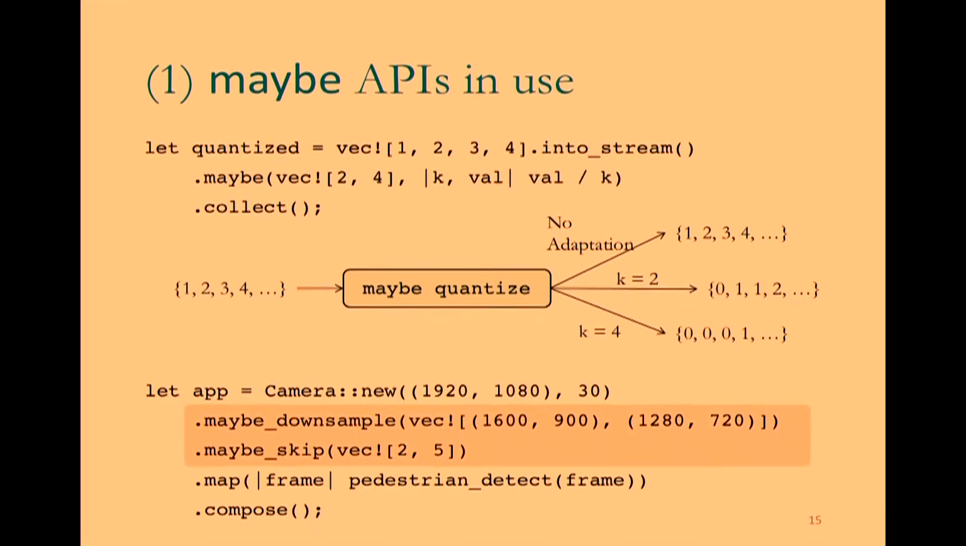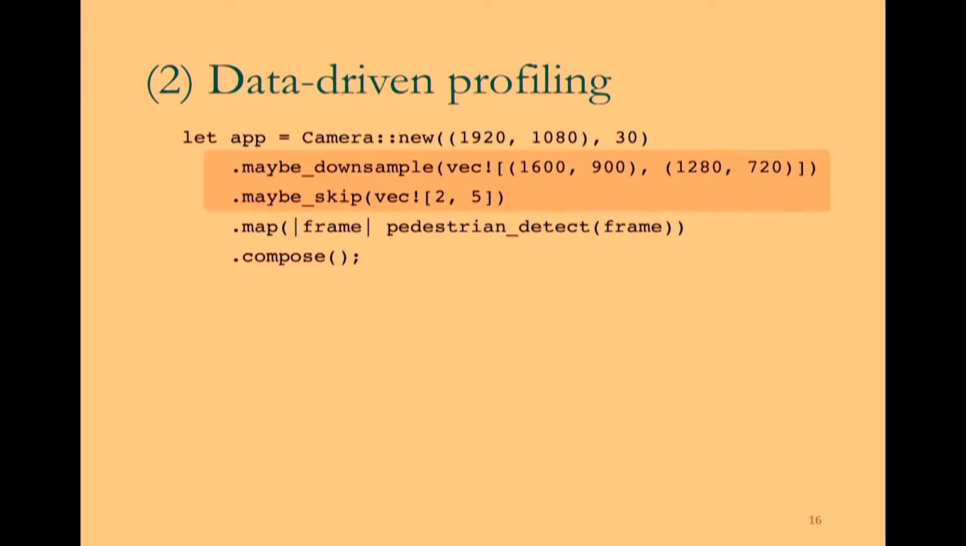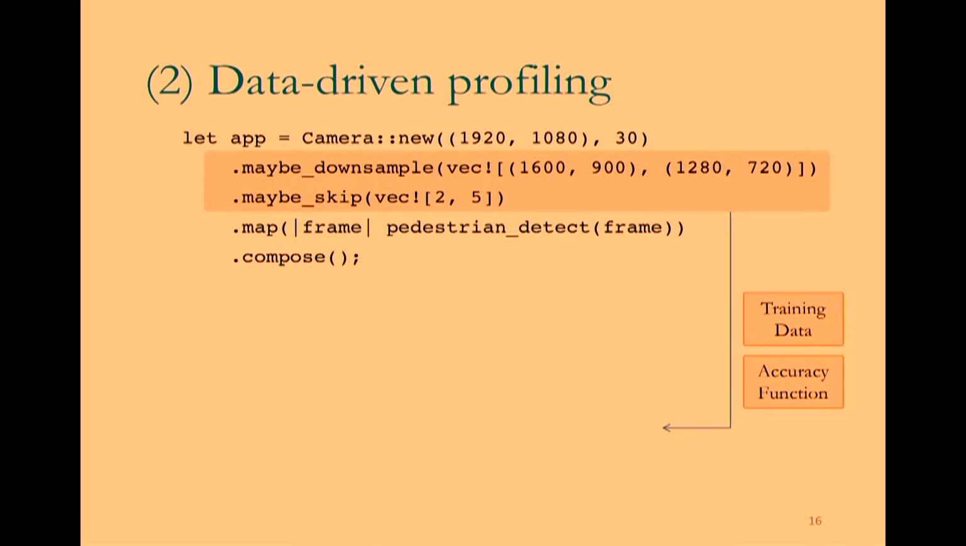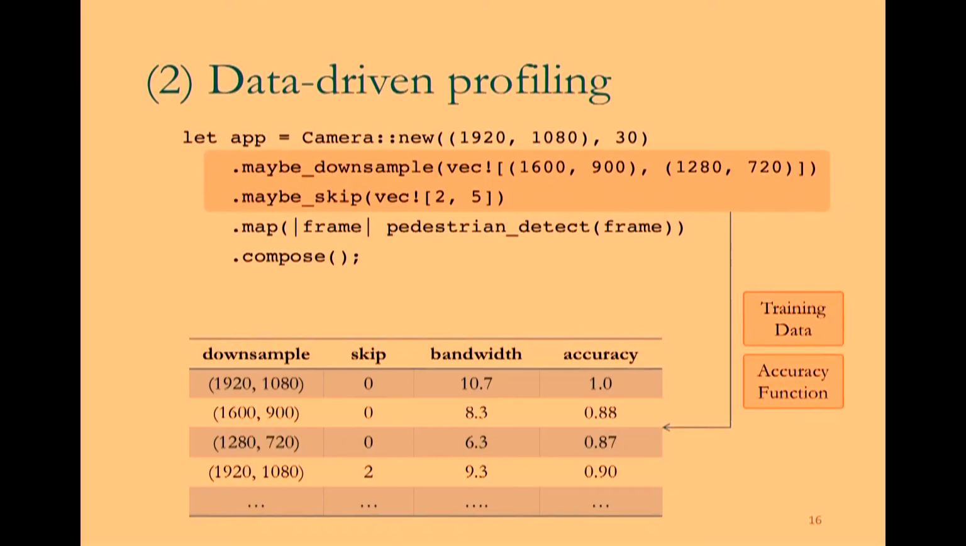So here there are two maybe operations that are used: downsample that can reduce the resolution, and skip frames that can reduce the frames per second. Now, the next step after this application has been developed is to profile it. So for this, the authors take a data-driven approach by feeding the training data and providing accuracy measurements. And they learn the effect of each degradation operation as shown by this table. So each row in this table depicts a particular configuration of the application depending on how its maybe knob is set.